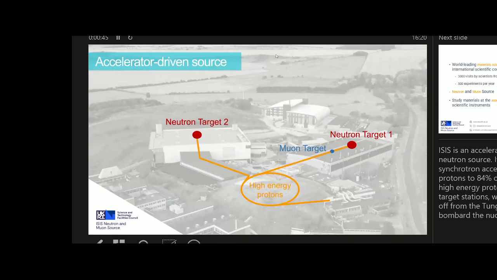We have a proton accelerator, which accelerates the proton beam up to 84% of the speed of light, and then we use this high-speed proton beam to bombard two tungsten targets, and that process generates neutrons. Then we use those generated neutrons as the particles for material research with different kinds of neutron techniques.